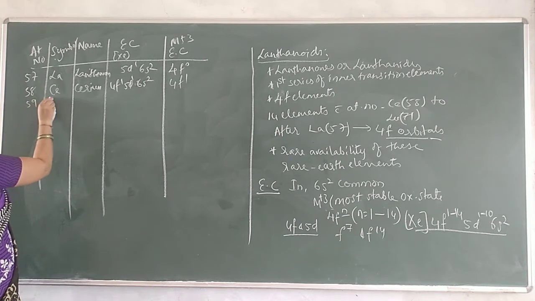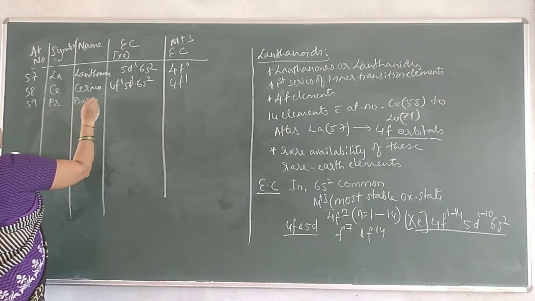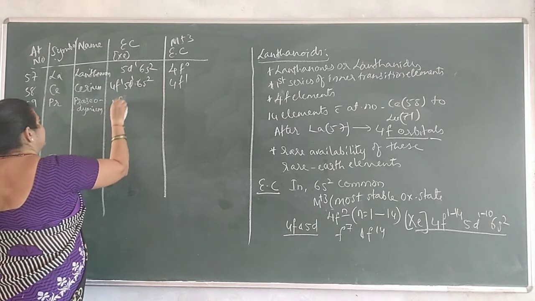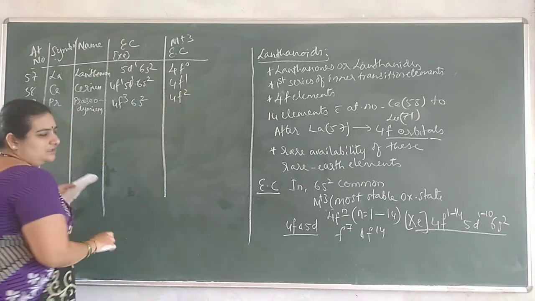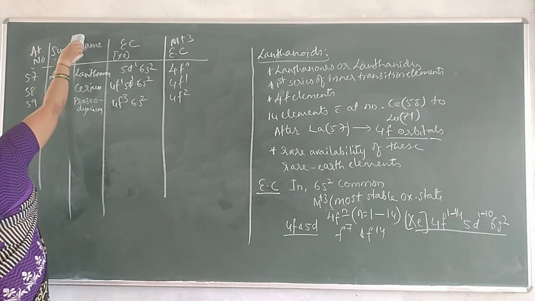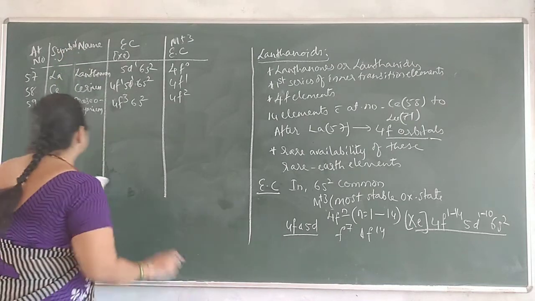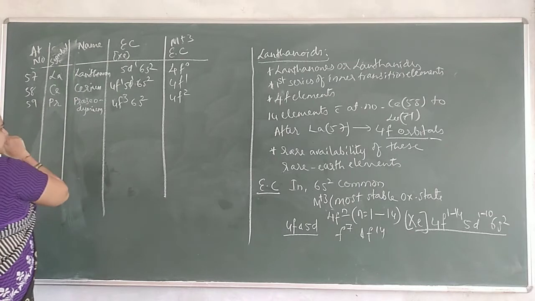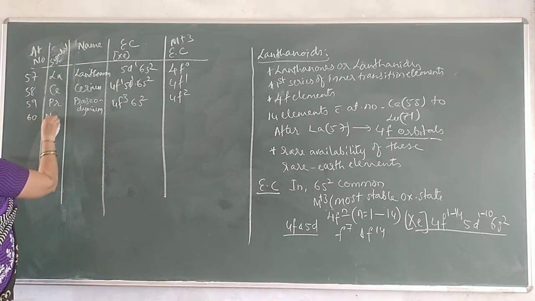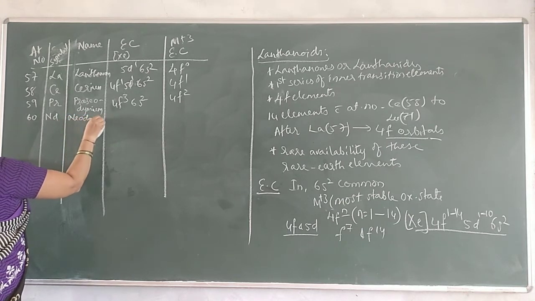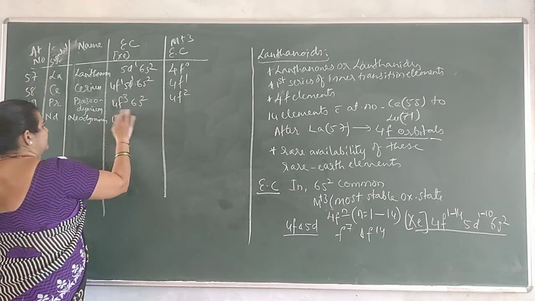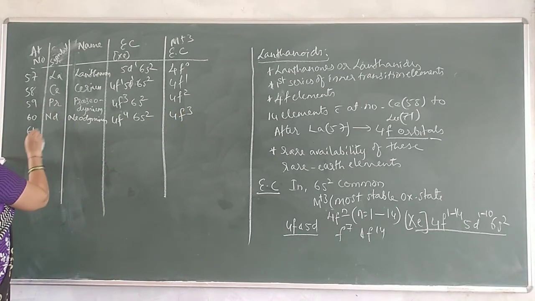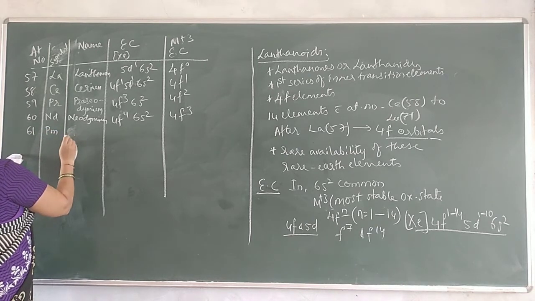Then 59, praseodymium, 4F3, 6S2, and 4F2 in the +3 oxidation state. Now next is 60, neodymium, 4F4, 6S2, and 4F3 in the +3 oxidation state. Then 61, promethium.